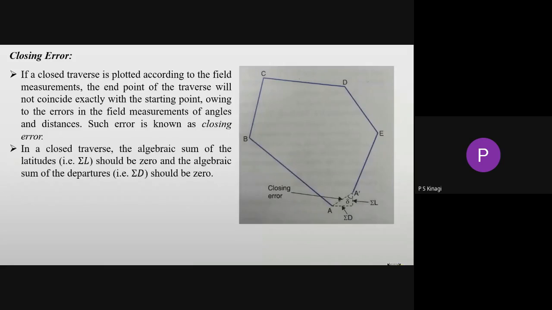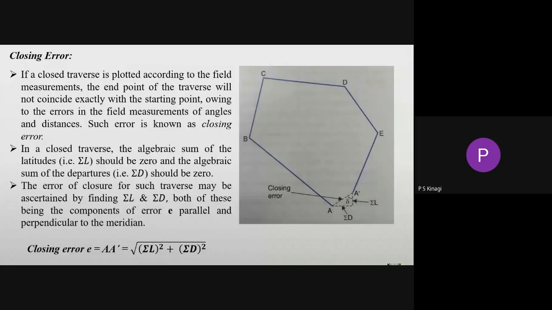If it is not equal to 0, then you know that a closing error is present. Now we have to eliminate it by using this formula: closing error, small e, is equal to the distance AA dash, which is equal to the square root of summation of L squared plus summation of D squared. Similarly, for calculation of the delta value, we can use the trigonometric relation: tan delta is equal to summation of D divided by summation of L.